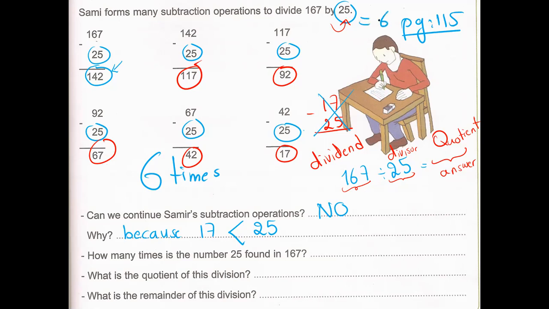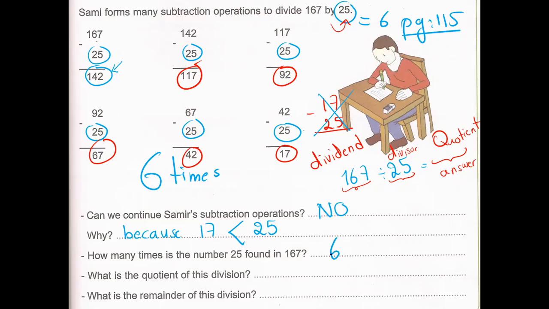So this is the easiest way. Without arranging the two numbers, we can subtract by 25. When do we stop? I stop when I see a number, for example 17, that we can't subtract by 25. So when we get a number less than 25, we have to stop. Now I count how many subtraction operations we solved. We solved 6. So the answer of the division is 6.